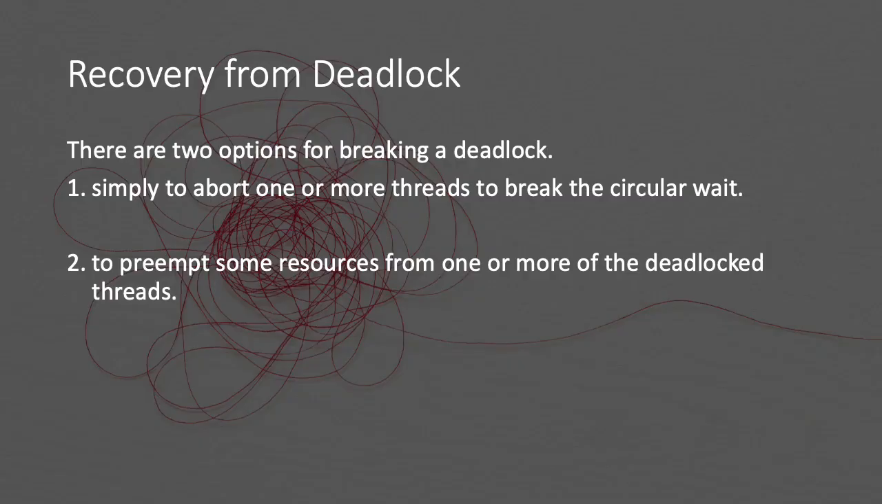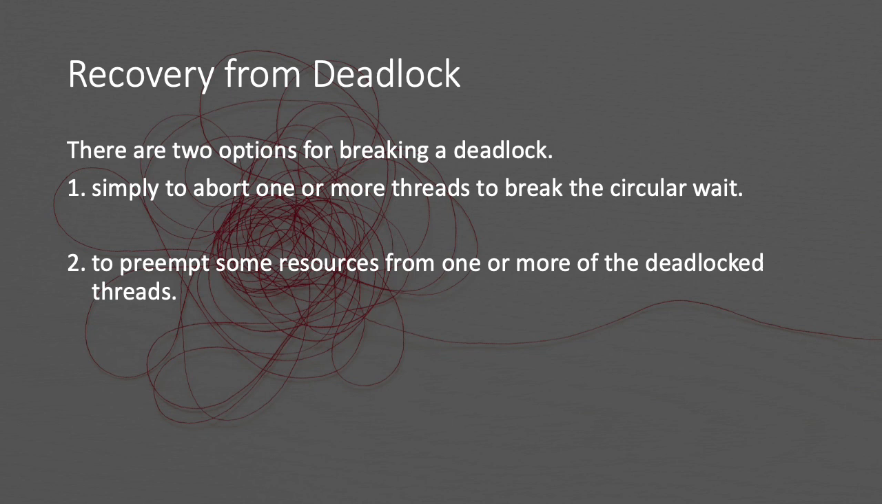Now that we've learned about how to detect a deadlock, how can we recover from a deadlock situation? So there are two options. The first one is to simply abort one or more of the threads to break that circular wait. Now, the problem is that the deadlocked processes may have already computed for a long time, and the result of these partial computations must be discarded and thrown away, and we'll probably have to recompute again later.